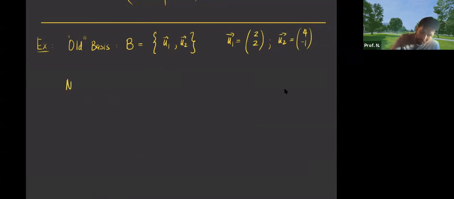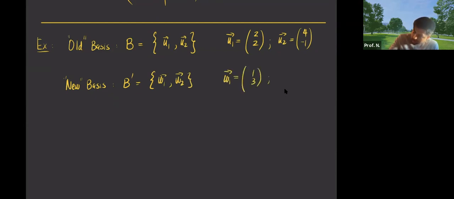And then let's have our new basis be B prime, and let's call those W1 and W2. W1 is (1, 3), and W2 is (-1, -1). Okay?